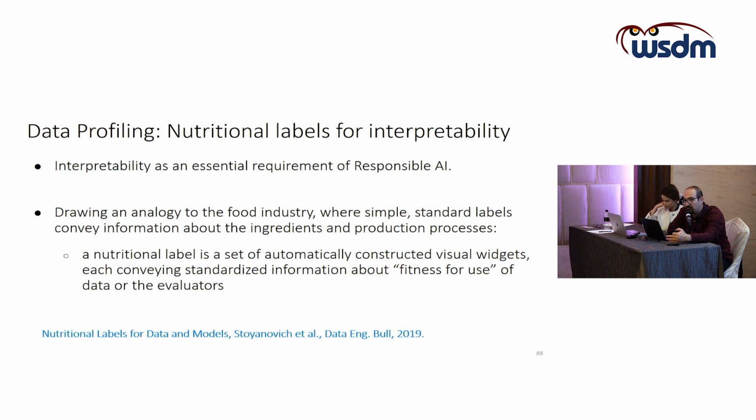A nutritional label for food: every time we buy food items, we see that on the package there is a small label that shows the critical information we need in order to make a decision whether or not this is the right product for us, right? So what are the ingredients, how many calories, etc. The analogy has been drawn from the food industry, and the goal is to specify a compact label containing the most critical and important information, shown in the form of visual widgets, where every widget contains some standardized information about fitness for use for the data or the algorithm.